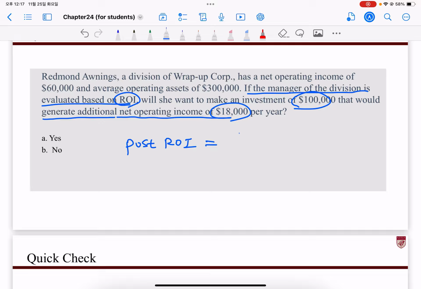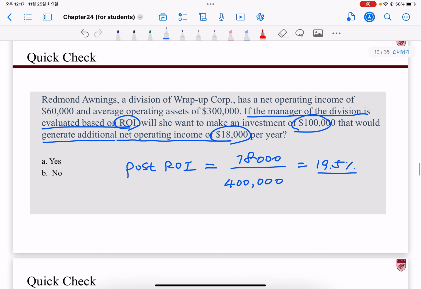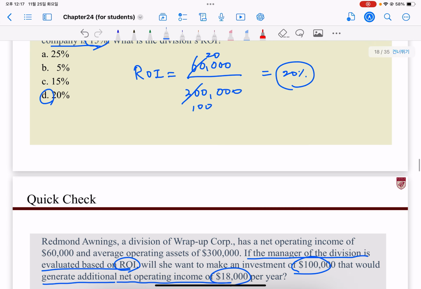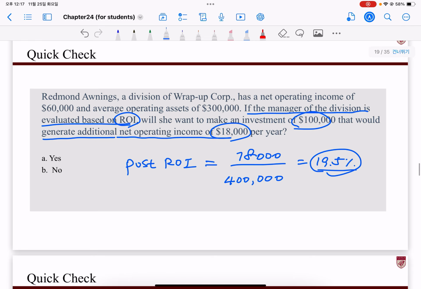So the net operating income will now increase by 78. Okay. And the denominator will increase by 400K. So after the calculation, you will get 19.5%. So pre-ROI was 20%, post-ROI is 19.5%. So based on the ROI, you will be rejecting the investment opportunity.